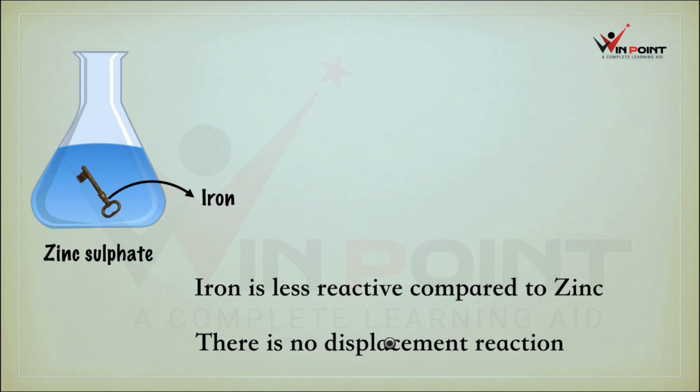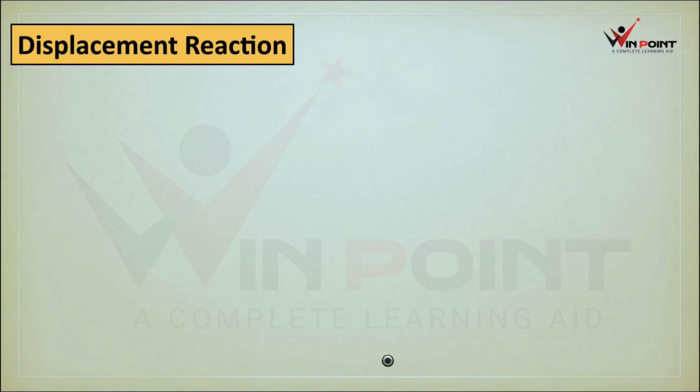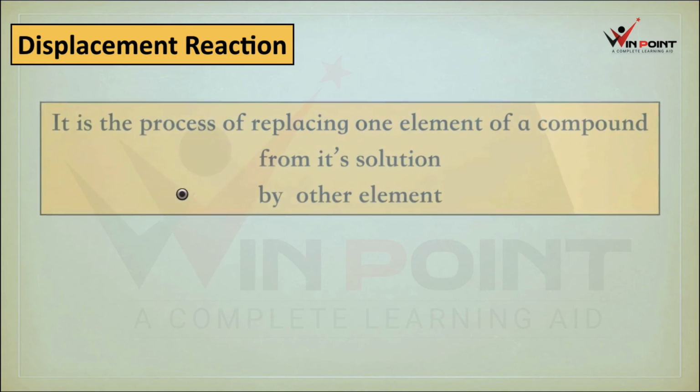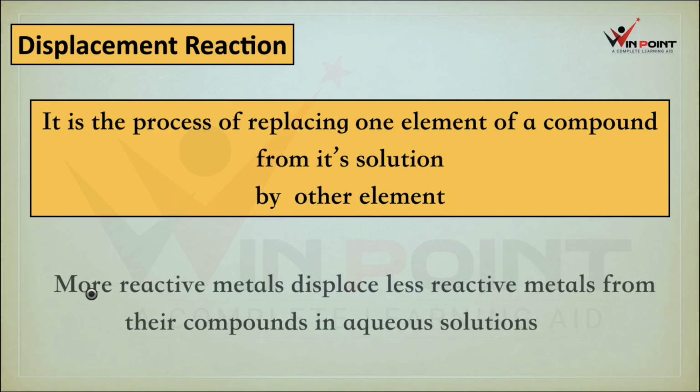So there will be a question. Iron is not able to replace zinc from zinc sulphate. Why? Because iron is less reactive. Only a more reactive element can replace the atom. More reactive metal displaces less reactive metal from their compound in aqueous solution. Aqueous solution means water, with water.